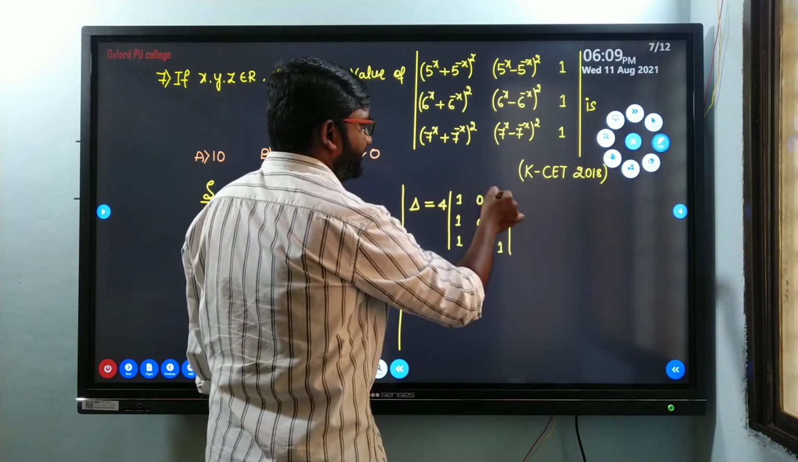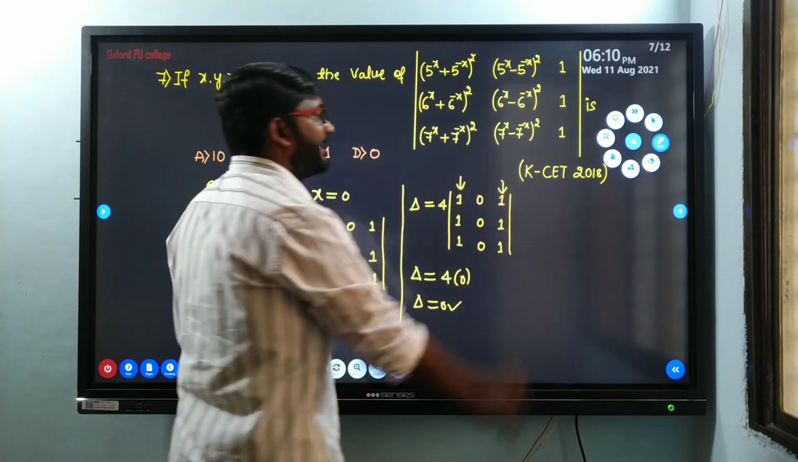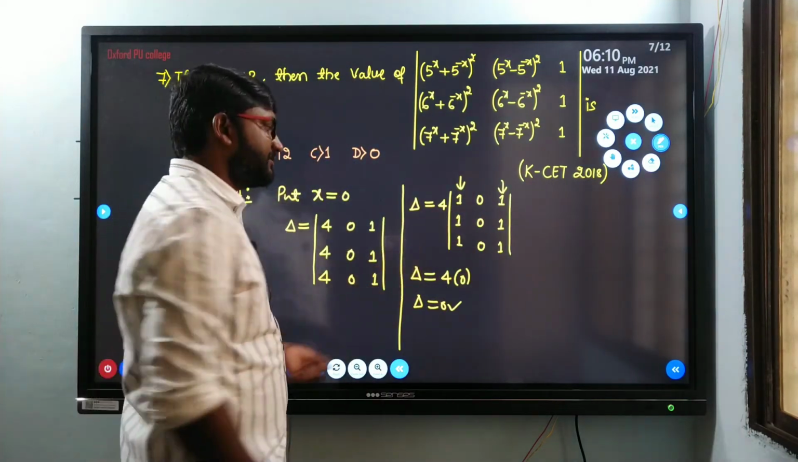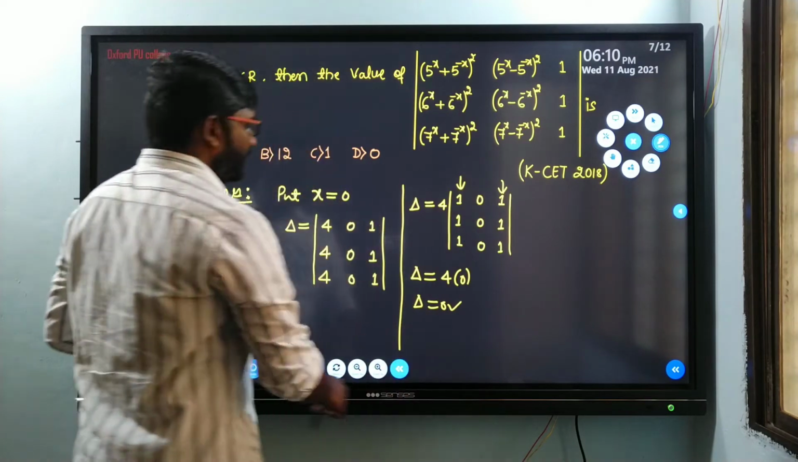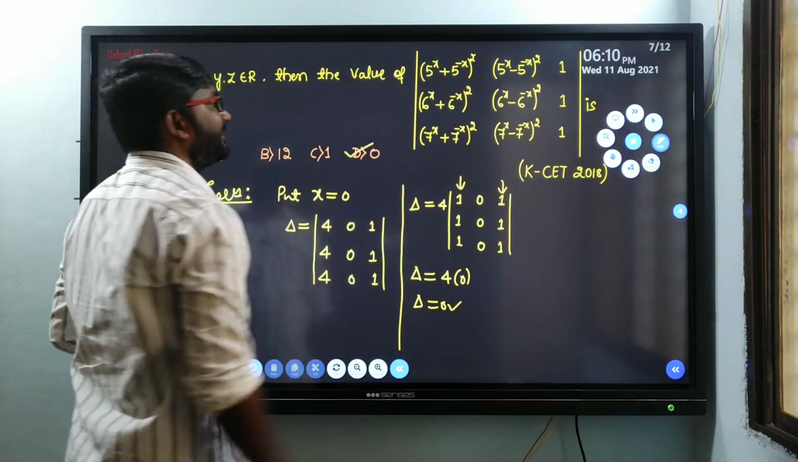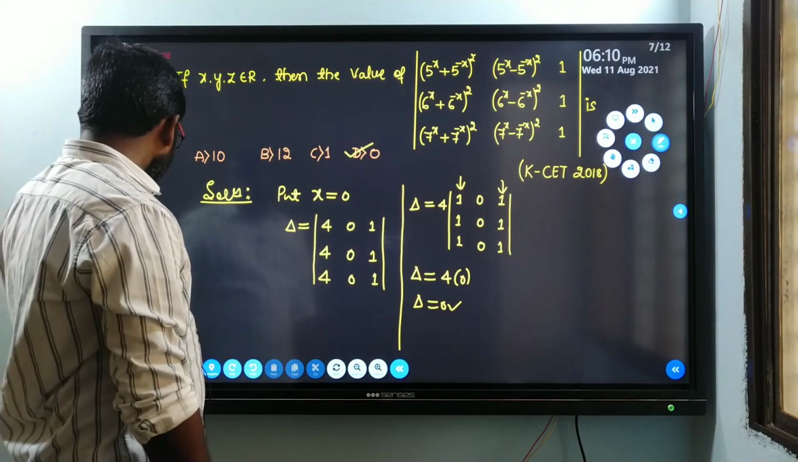Because C1 and C3 are identical, the elements are the same. That is why the value of this determinant will be 0. Option D is the correct answer. So this is all about question number 7.